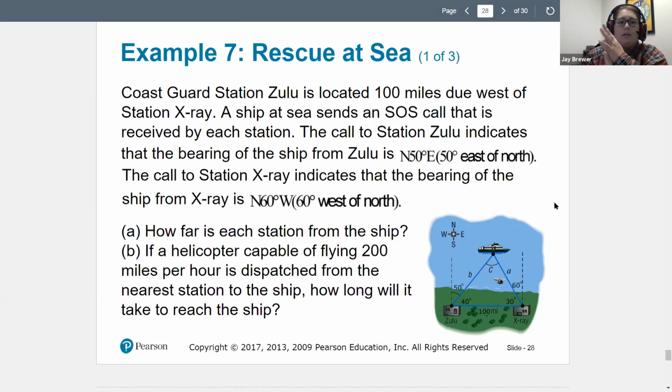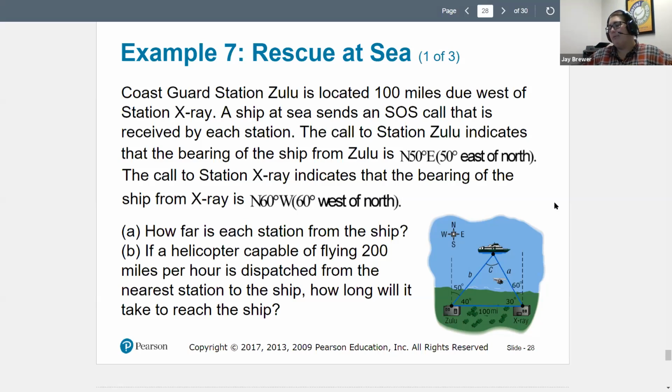So what are we looking at? The Coast Guard Station Zulu is located 100 miles due west of Station X-Ray. A ship at sea sends an SOS call that is received by each station. The call to Station Zulu indicates that the bearing of the ship from Zulu is north 50 degrees east, so 50 degrees east of north. The call to Station X-Ray indicates that the bearing of the ship from X-Ray is 60 degrees west of north.